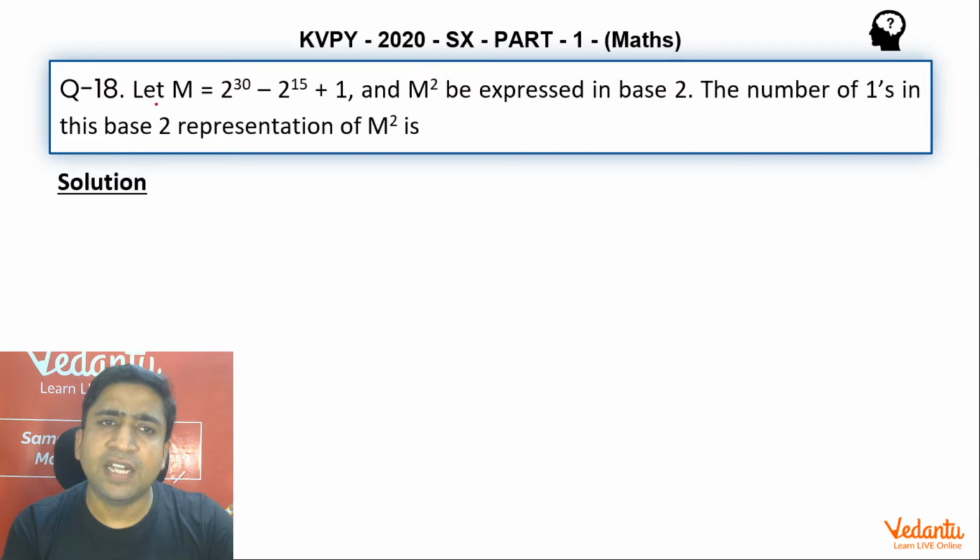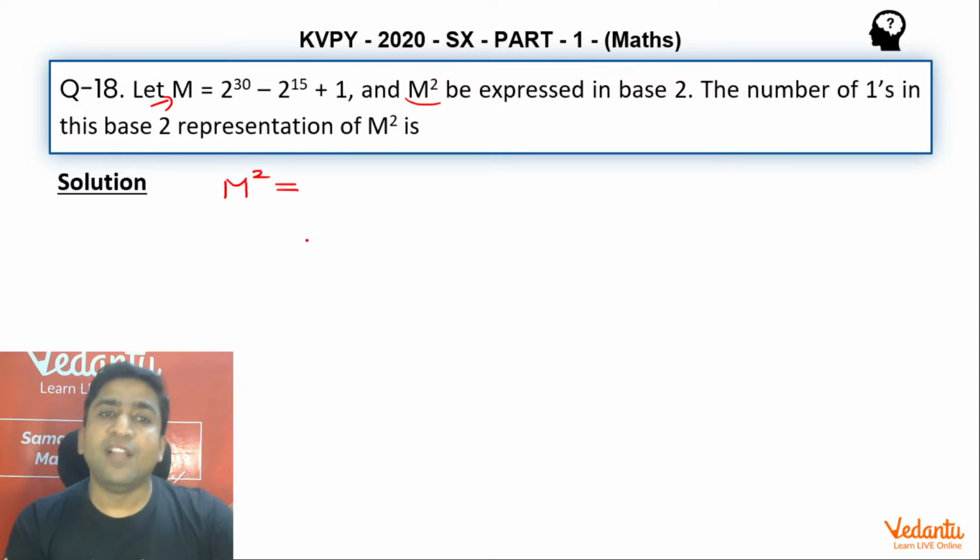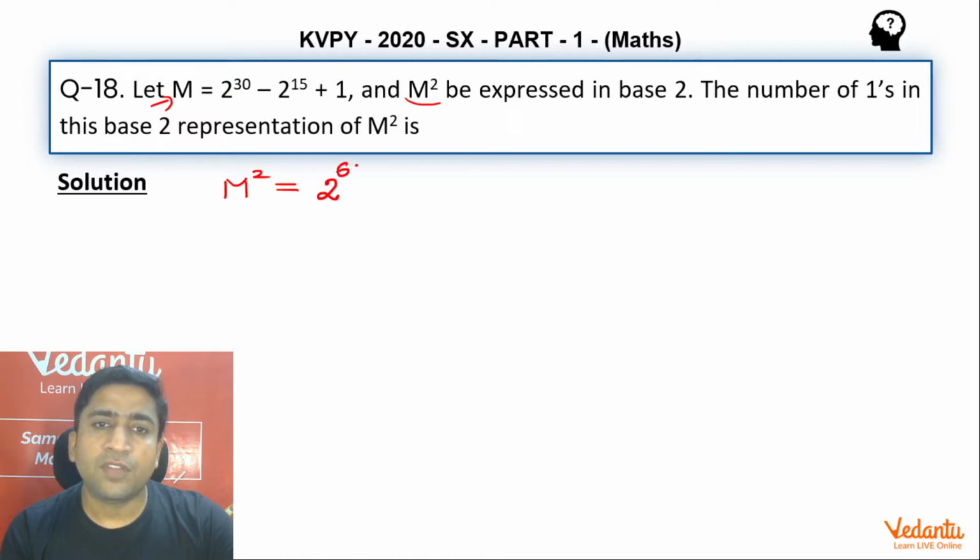The question is saying that they have given us the value of m and they're asking us to deal with m square. So let's quickly develop m square. I'll have to square m overall, which is 2 to the power 30 minus 2 to the power 15 plus 1, whole square. If I apply the perfect square of three quantities, it's going to be 2 to the power 60, that is a square, plus b square 2 to the power 30, plus c square. And now the 2ab, 2bc, 2ca components.